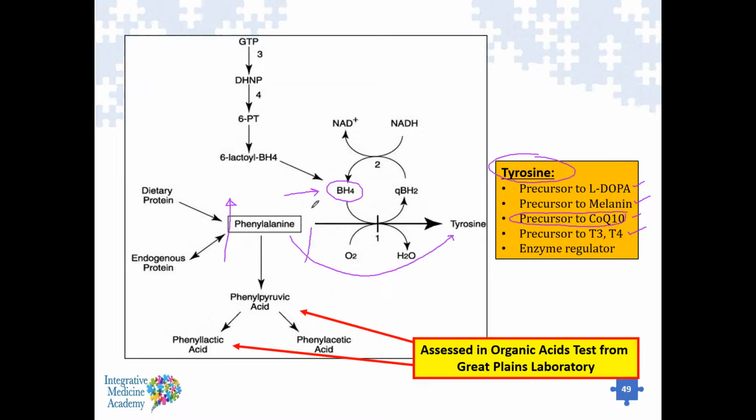And we know that if we get a buildup of phenylalanine, it can lead to elevations that can be seen on the OAT: phenylpyruvic acid and phenyllactic acid, under the amino acid metabolite section, page 5. And then there's that 2-hydroxyphenylacetic, which is found under the bacterial section on page 1.